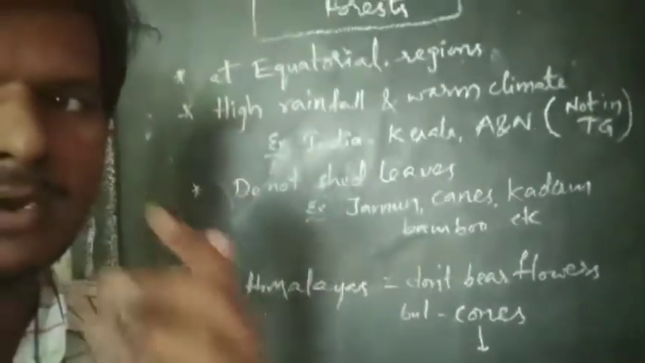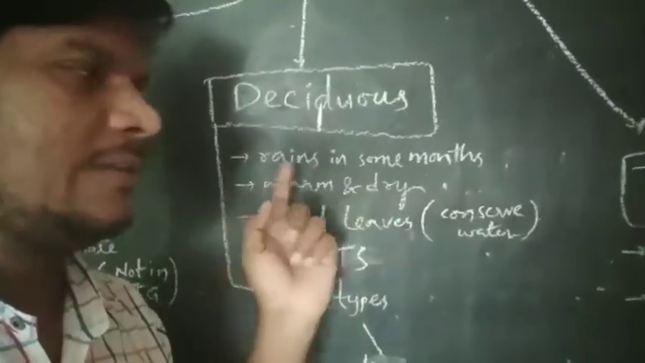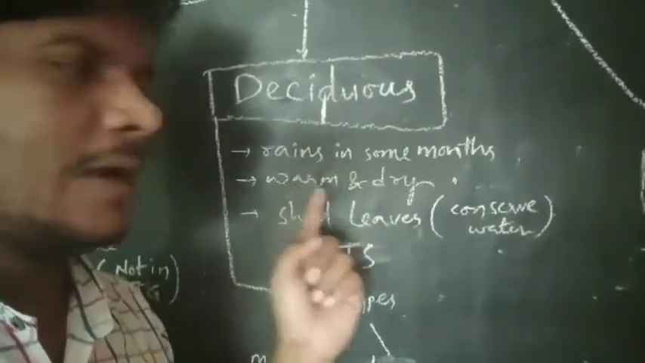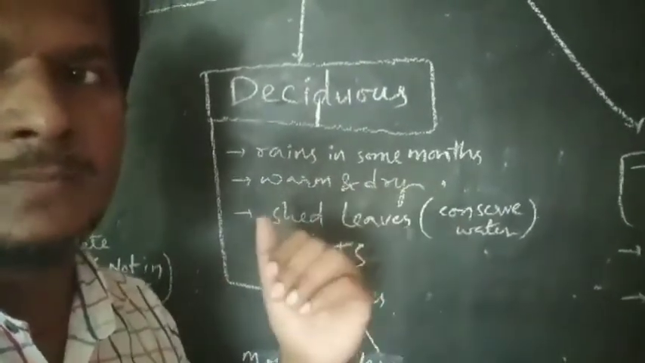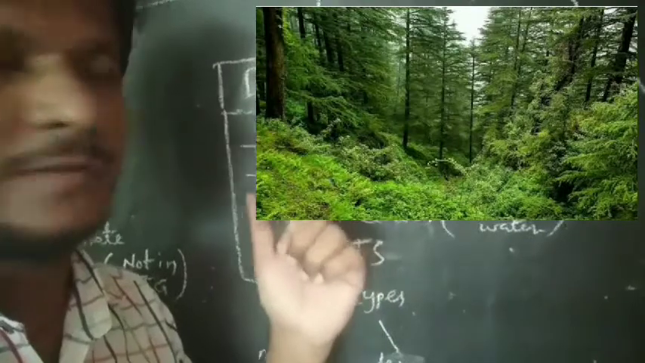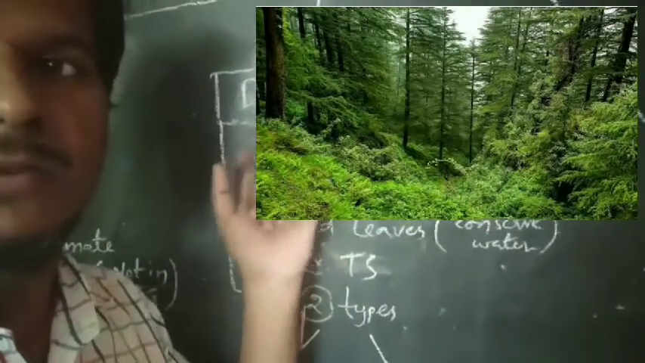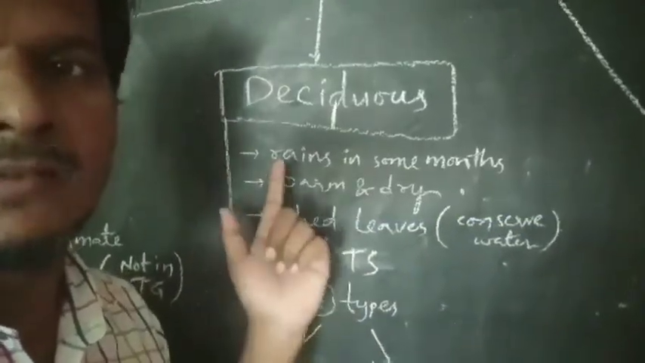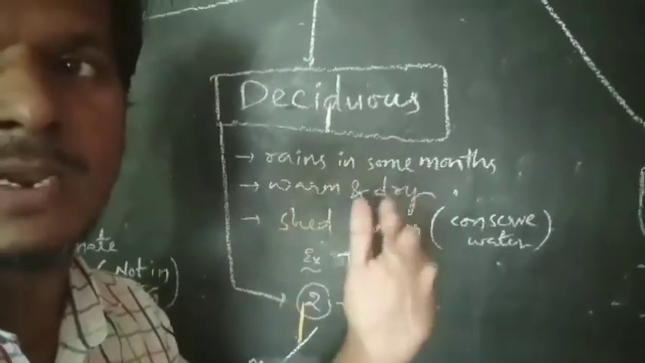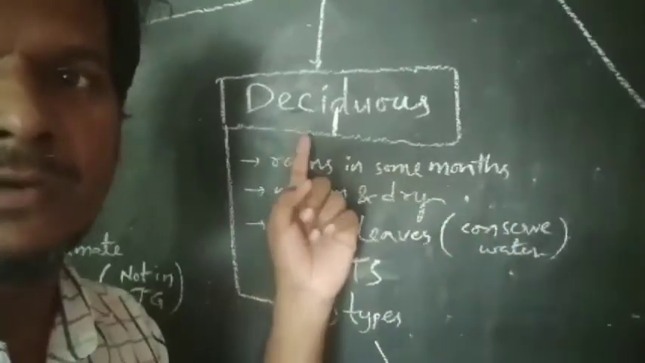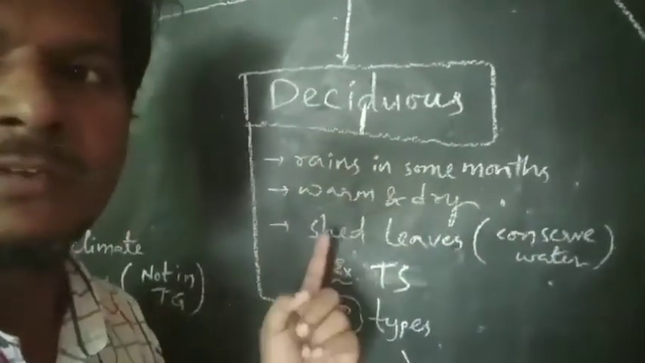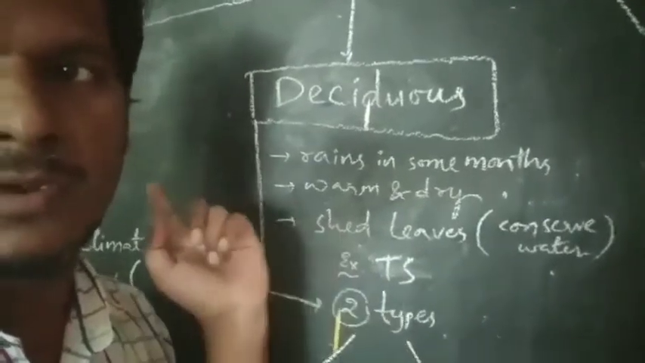So this is about evergreen forest. Where we have rainy season in some months and warm and dry in the remaining months throughout the year, in such places the forests that grow are known as deciduous forest. Rainy season in some months, remaining months are warm and dry. In such regions, deciduous forests are grown. They shed their leaves, quite opposite to evergreen.